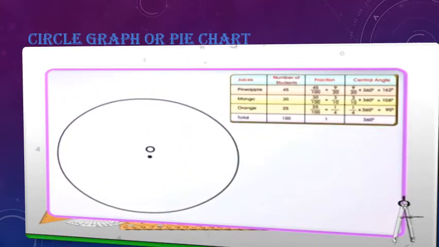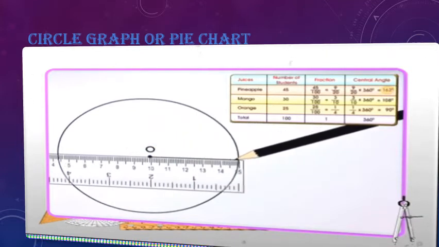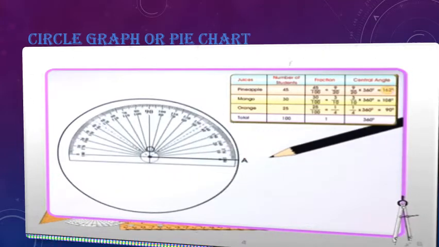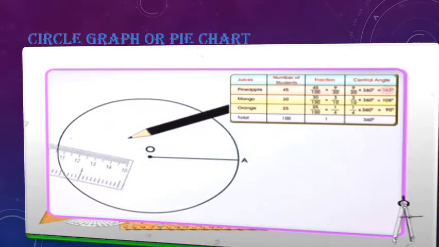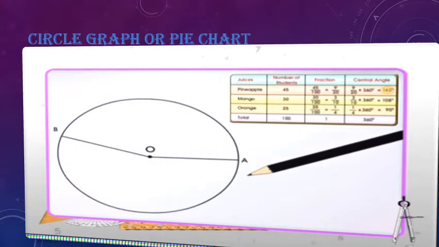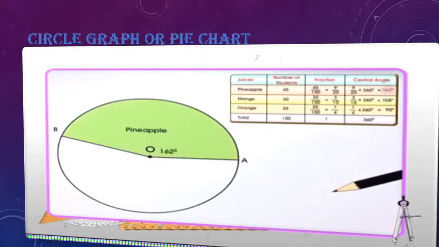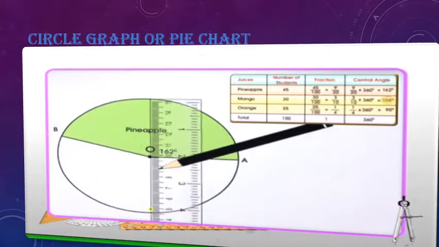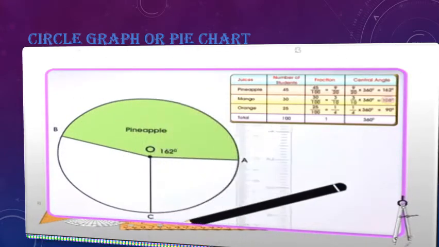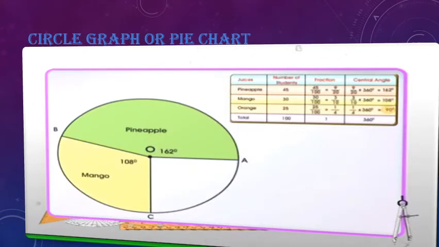Now, see the central angle for pineapple is 162 degrees. By using a protractor, draw an angle AOB equal to 162 degrees. Now, draw the sector for mango and the remaining part of the circle will be for orange. So, there you get your pie chart.